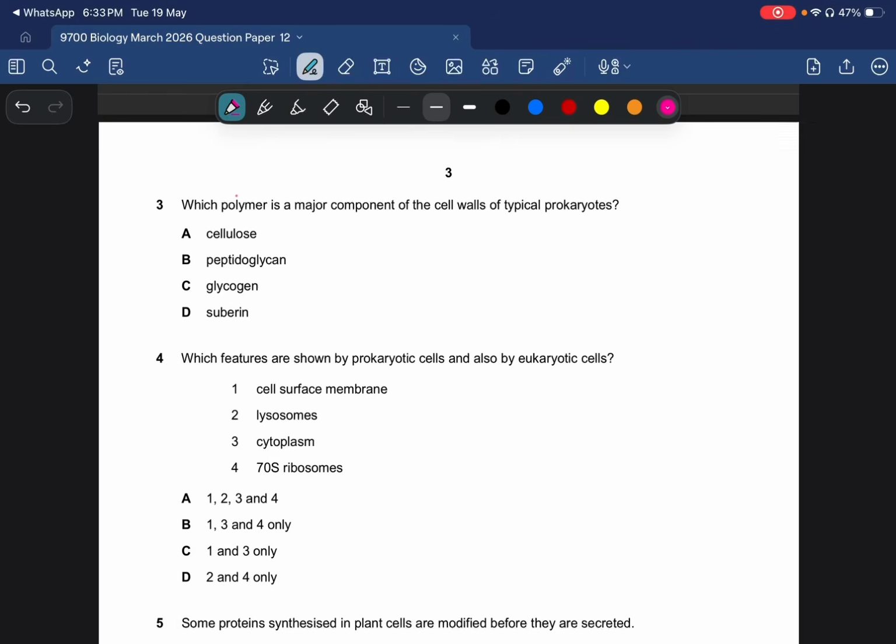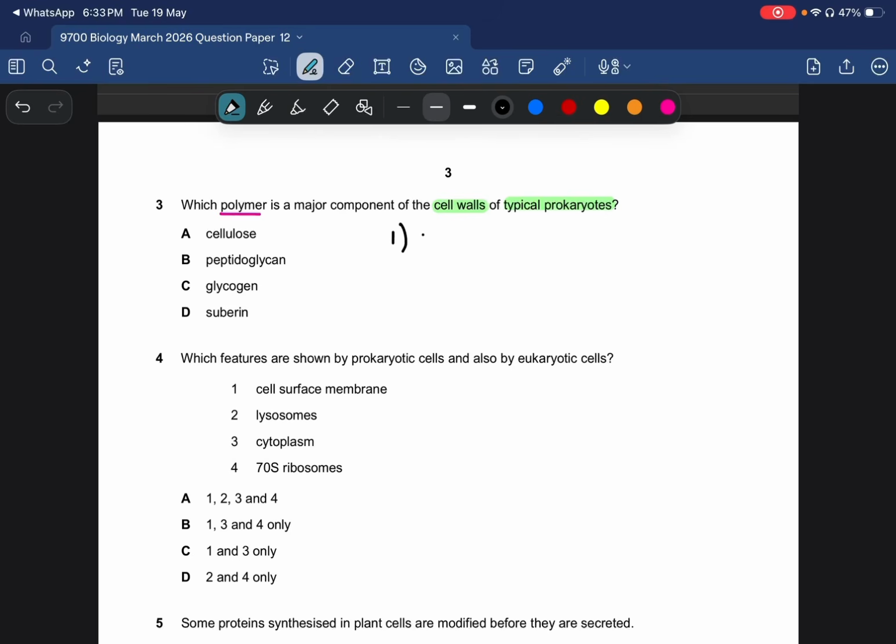Okay, question number three. Which polymer is a major component of the cell walls of typical prokaryotes? Now, whenever you talk about cell walls, there are three names which you should remember and that should come to your mind. What are these three names?